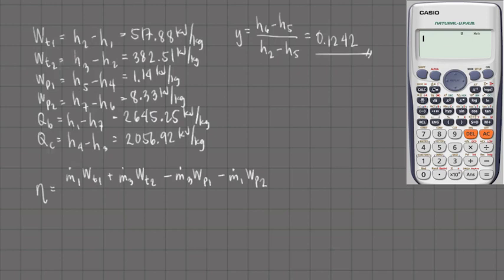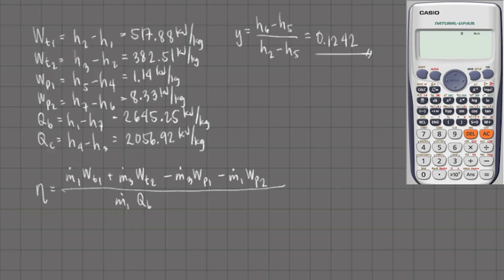You can take a look at our diagram and verify that mass flow rate 1 goes through pump 2 and mass flow rate 3 goes through pump 1. And that is divided by mass flow rate 1 Q boiler. Now it's time to substitute the definition of Y into our equation for efficiency.